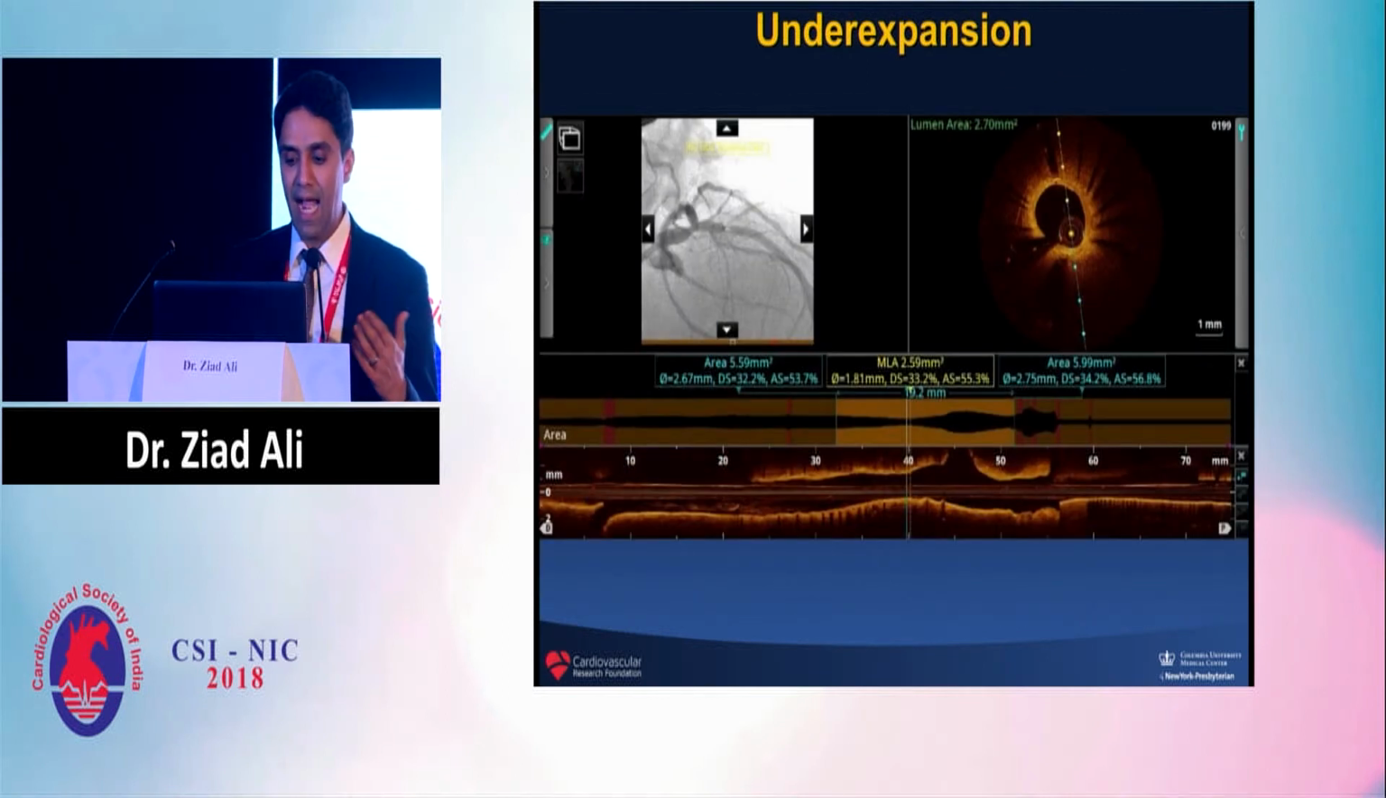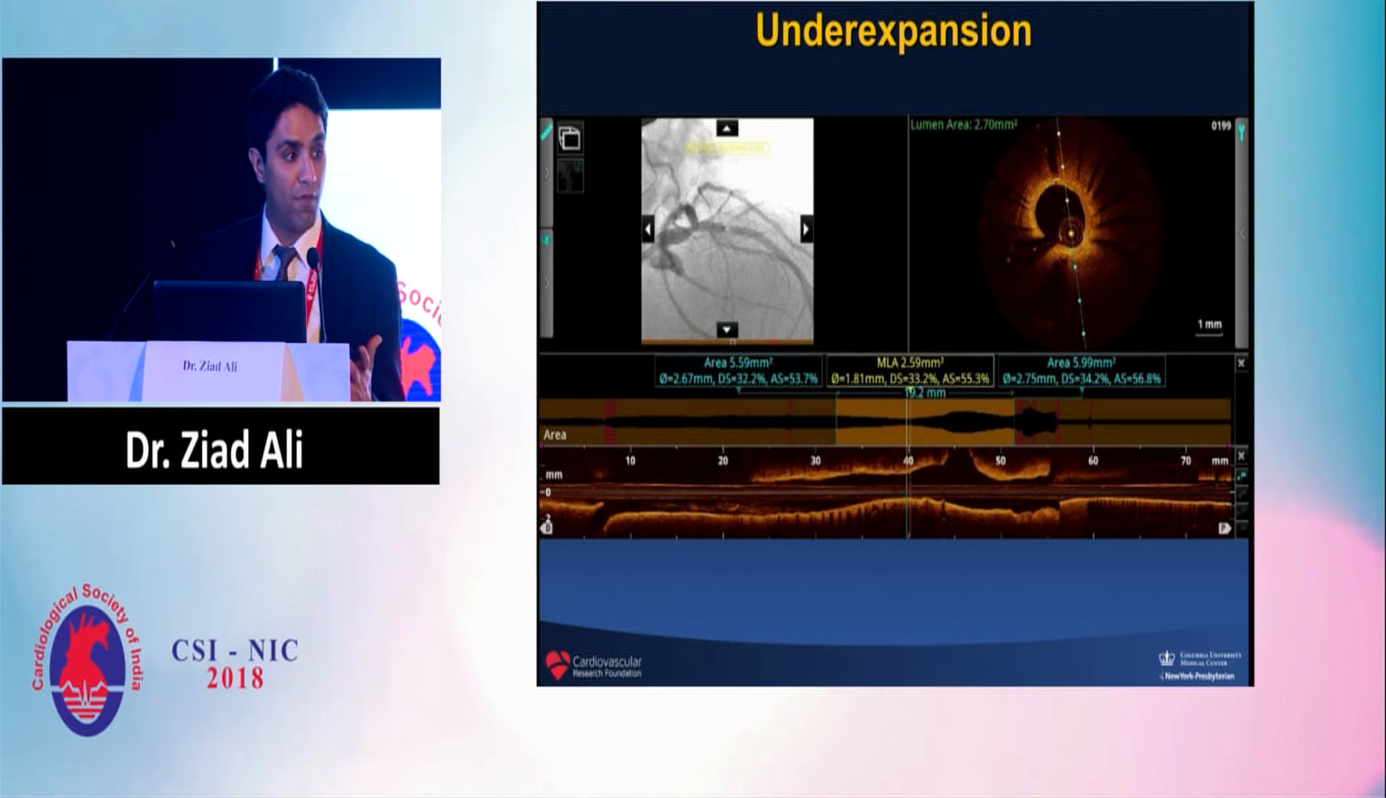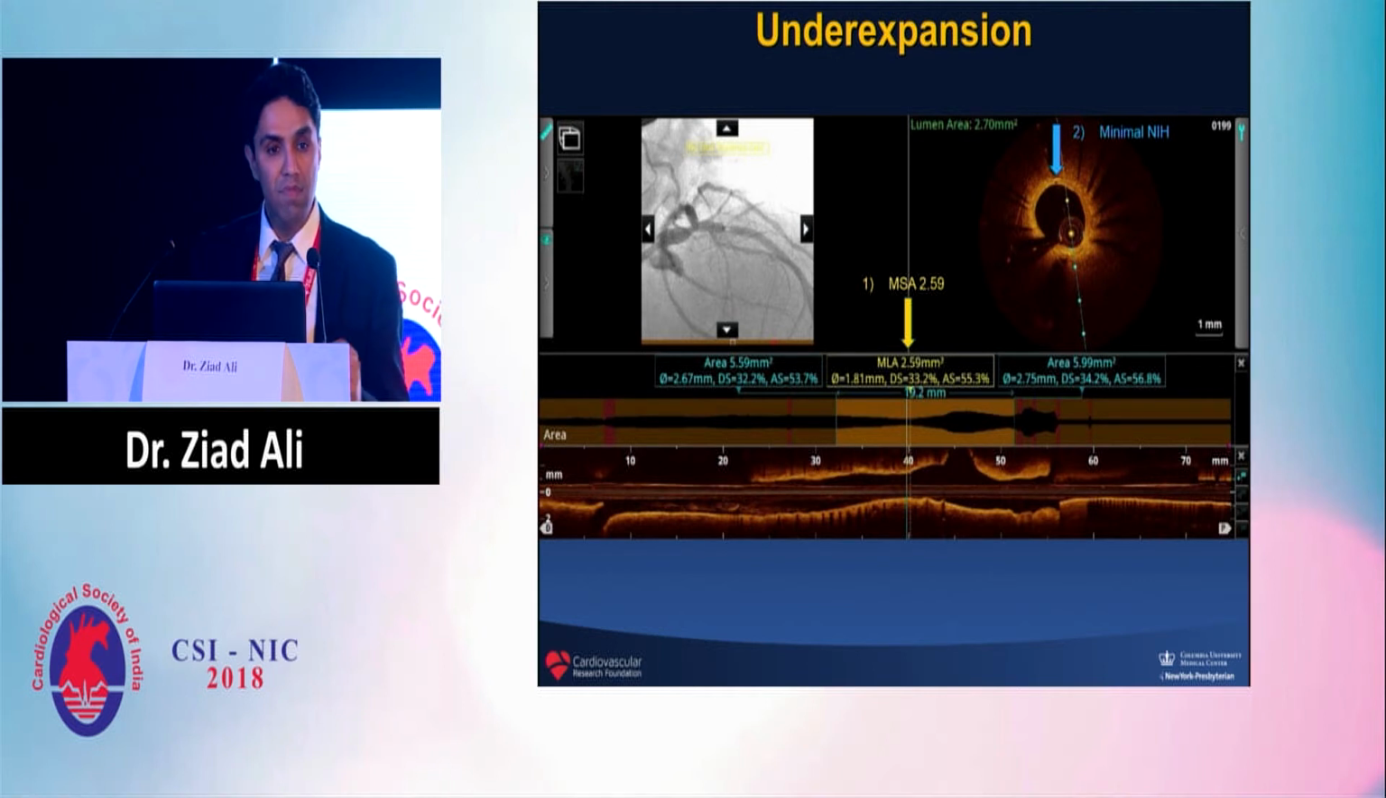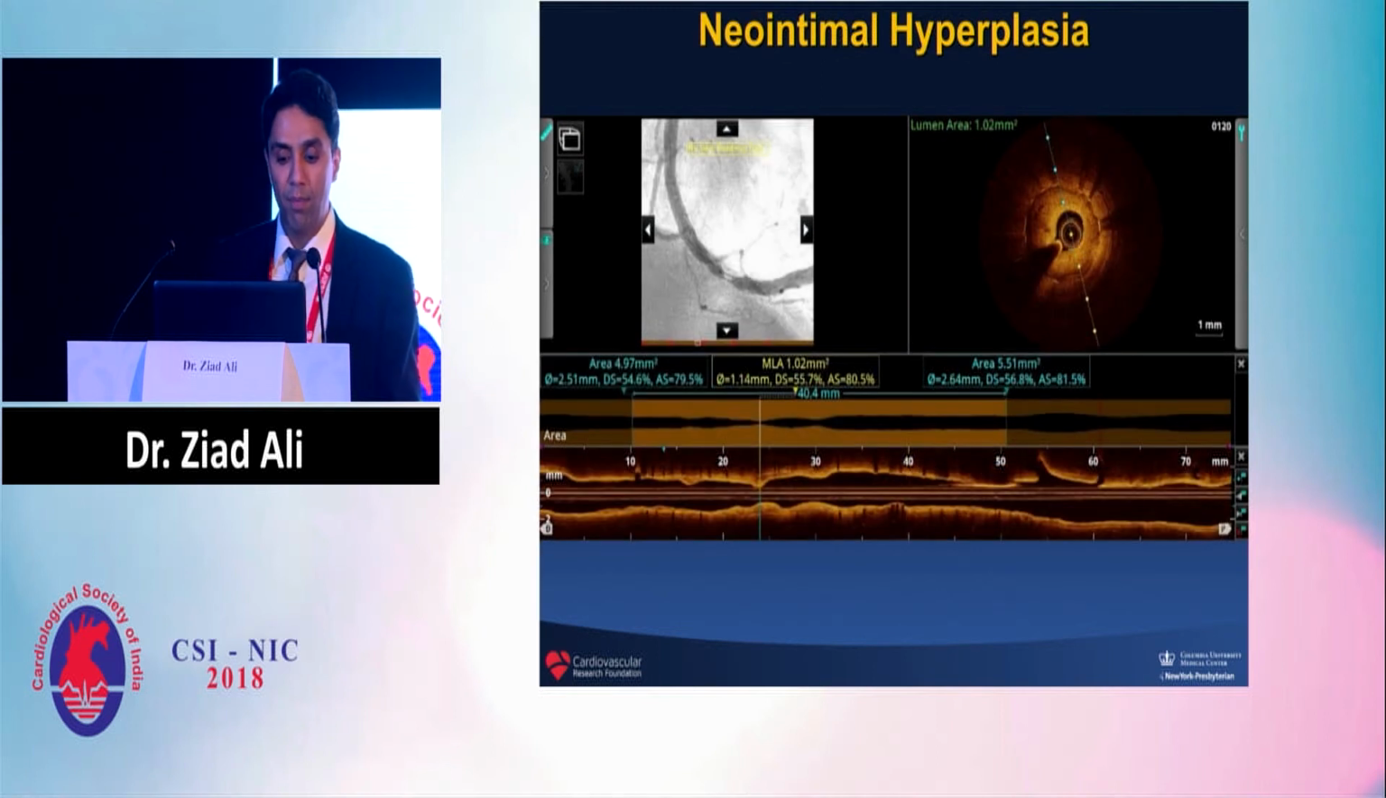So how can this guide you? Well, you can see that the OCT provides you automated measurements. You can see that the minimal stent area is 2.6, and there's minimal neointimal hyperplasia. So the treatment is guided by the OCT, which of course is simply a high pressure balloon. The last thing that you want to do in this situation is land another stent. But on this situation, it's completely the opposite.